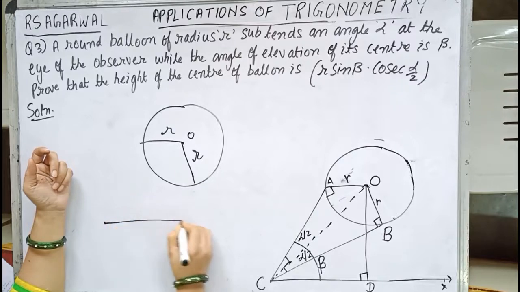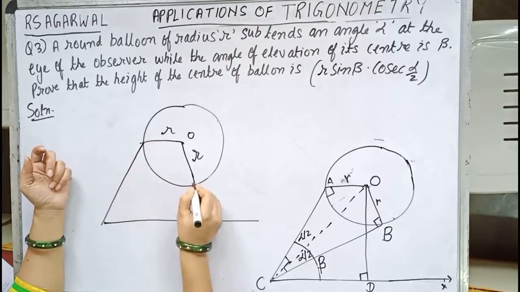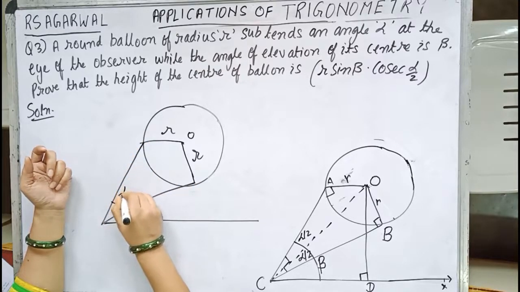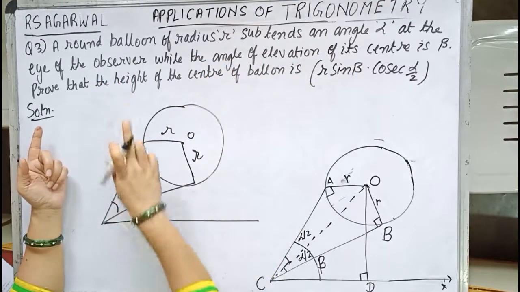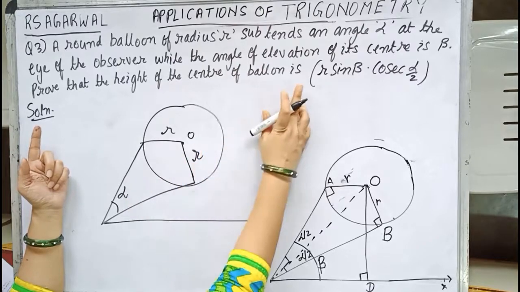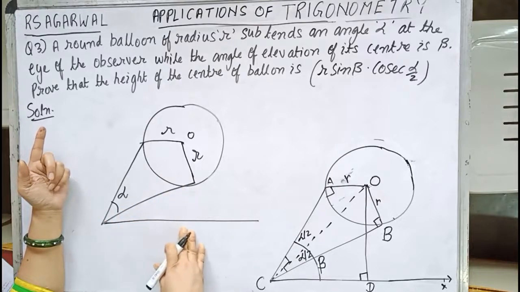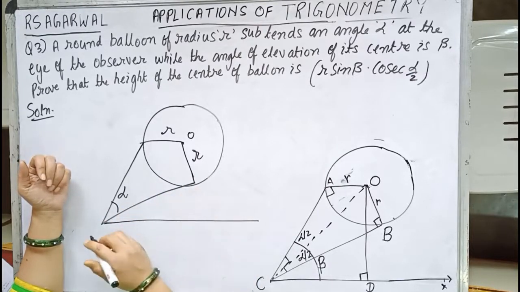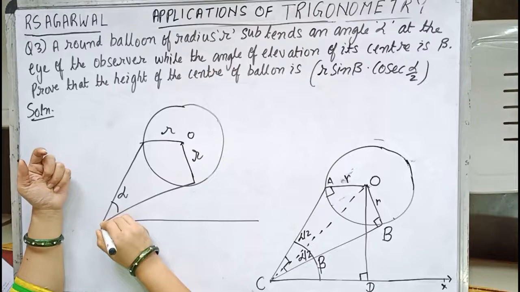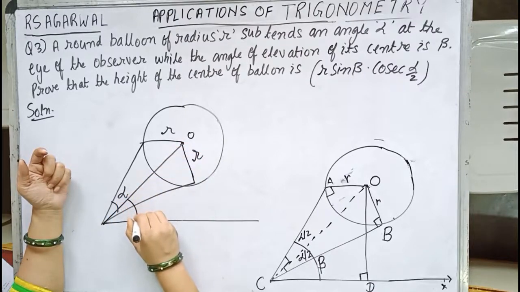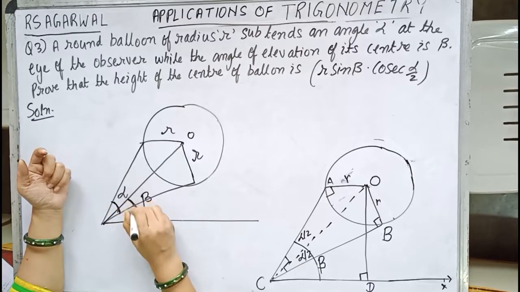Now suppose the observer is at ground level. Suppose this is the position of the observer. Now this balloon is making an angle alpha at the eye of the observer, while the angle of elevation of its center is beta. Elevation is always the angle between the horizontal line and the line of sight. The observer is seeing the center and the angle of elevation is beta. So this whole angle is alpha, this angle is beta.